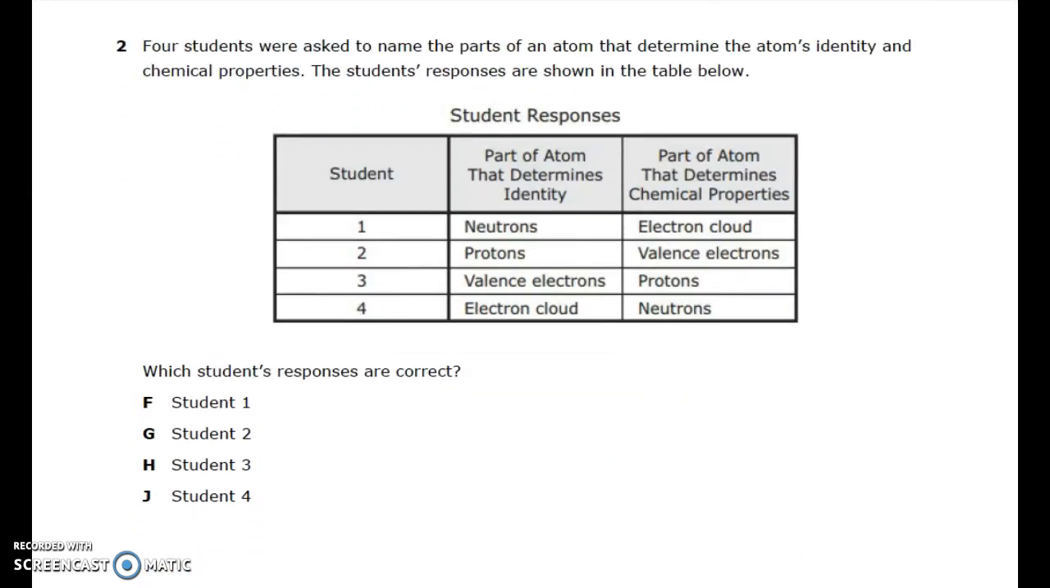Number 2. 4 students were asked to name the parts of an atom that determine the atom's identity and the chemical properties. The students' responses are shown in the table below. Which students' responses are correct? F. Student 1, G. Student 2, H. Student 3, J. Student 4.